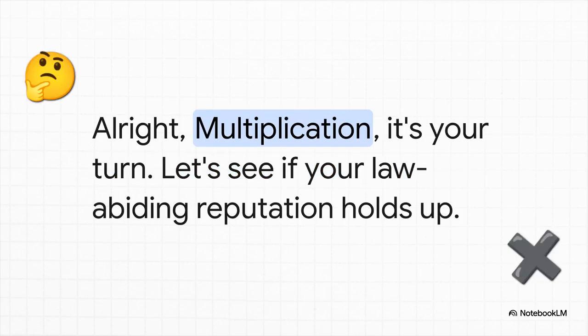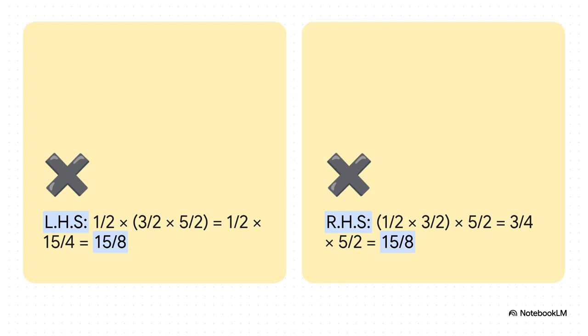All right, multiplication. It's your turn in the hot seat. You've got a reputation for being a rule follower. Let's see if it holds up. Using those same numbers, let's run a test on multiplication. On the left, multiplying the second and third numbers gets us 15/4. Then 1 half times that result is 15/8.